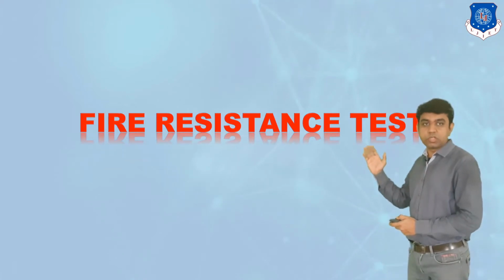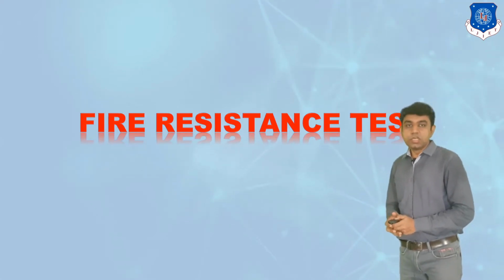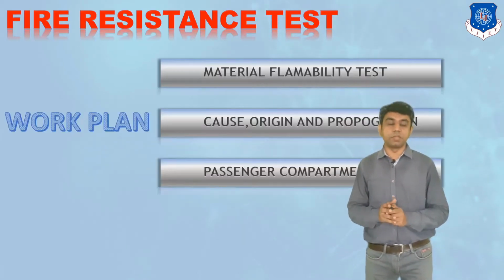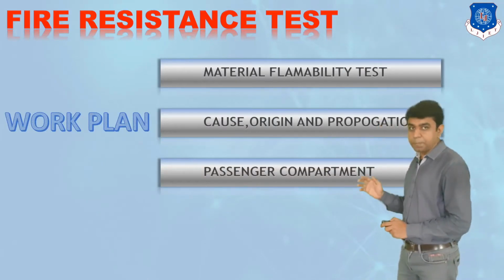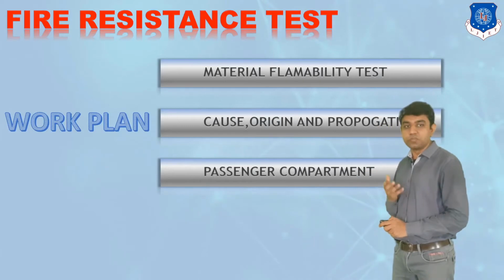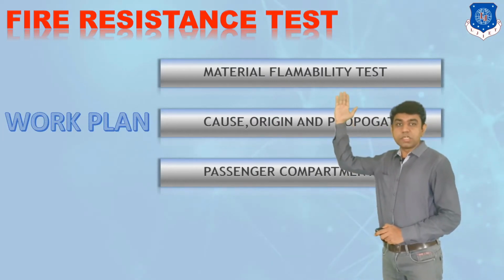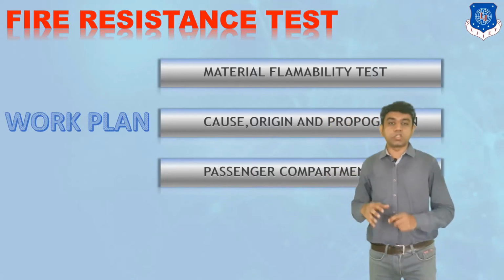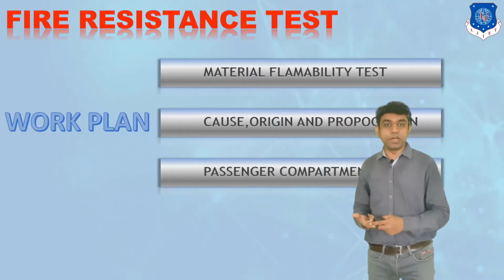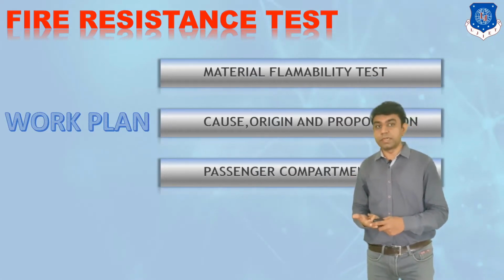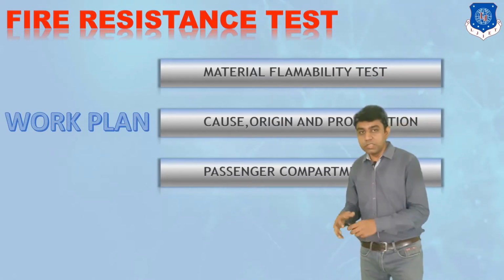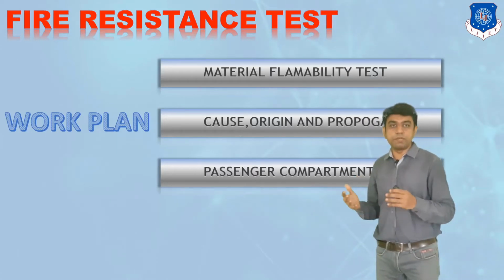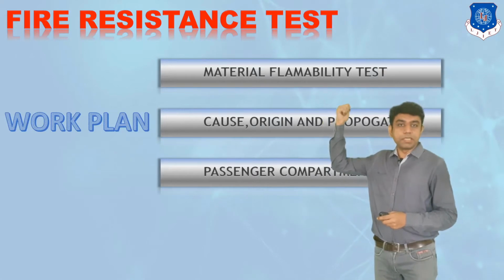Now the next test we need to study is the fire resistance test. In this test, what we need to keep in mind is that we can decide from the basic work plan. This is an important part whenever we discuss the fire test in the vehicle. The first thing we need to test is the material flammability test. Whatever material we are keeping inside our automobile, whether it is flammable or not, we need to evaluate prior to using that material inside the vehicle, right? How easily does it catch fire? How does it mitigate the fire? That can also be evaluated under this material flammability test.